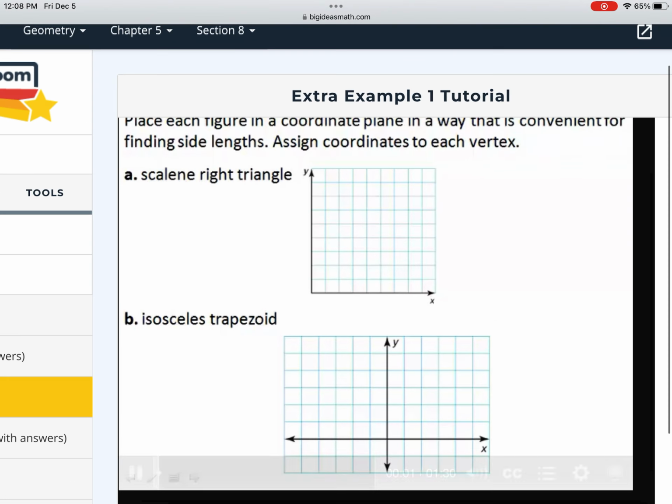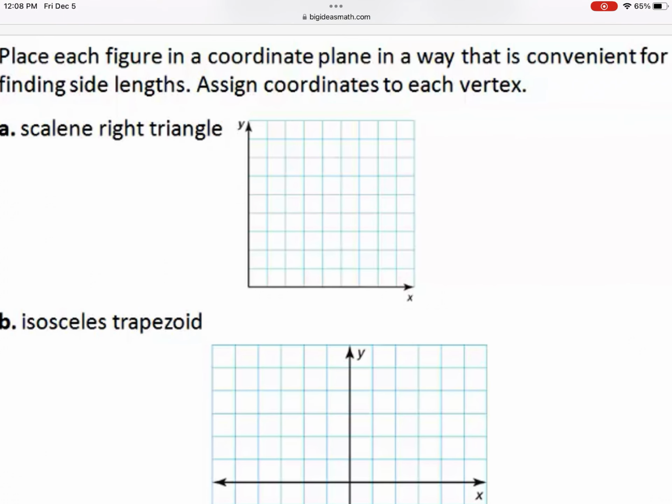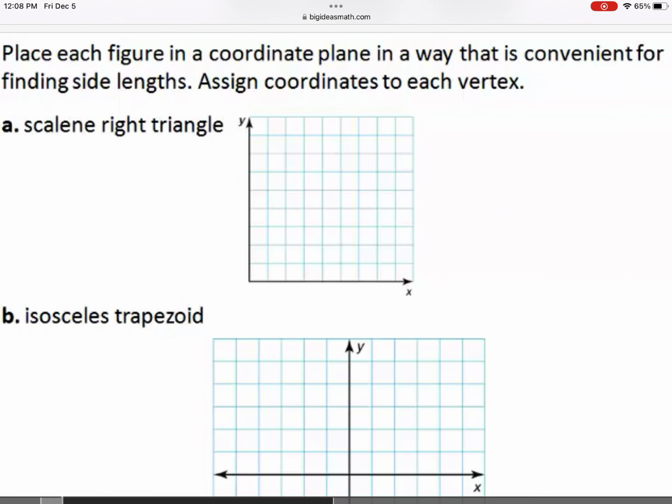Place each figure in a coordinate plane in a way that is convenient for finding side lengths. Assign coordinates to each vertex. Part A. A scalene right triangle.